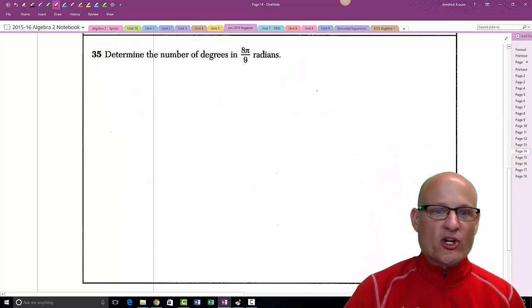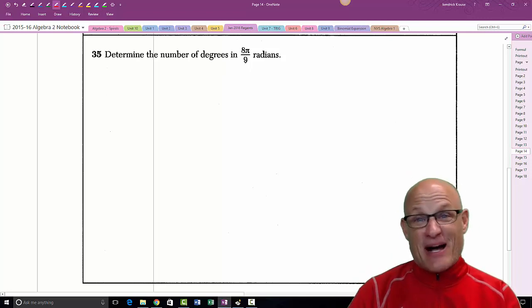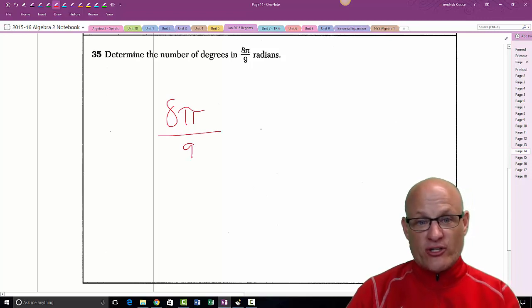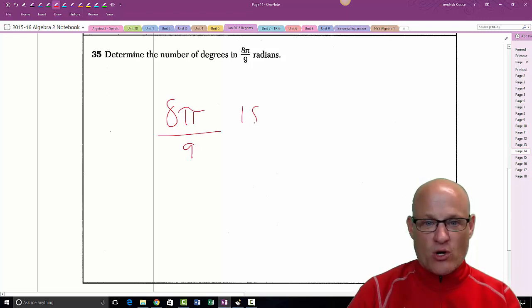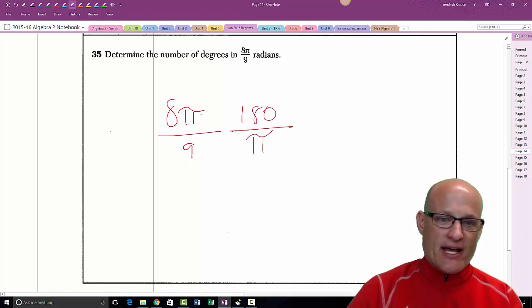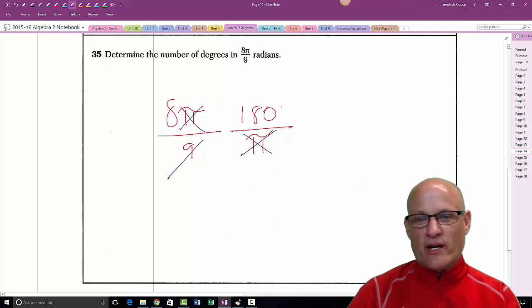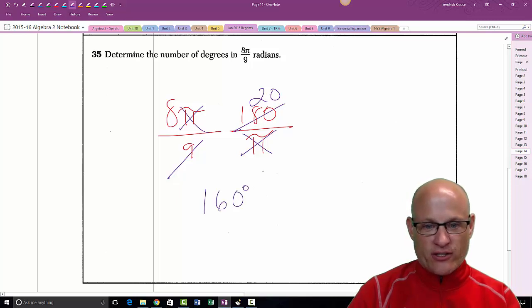Sorry about it. Determine the number of degrees in 8 pi over 9 radians. All right, that's a simple question. 8 pi over 9. The conversion is to get rid of pi, so we need to do 180 over pi. Well, once I do that, the pi's cancel. How many times does 9 go into 180? Oh, 20 times. So my answer is 160 degrees.